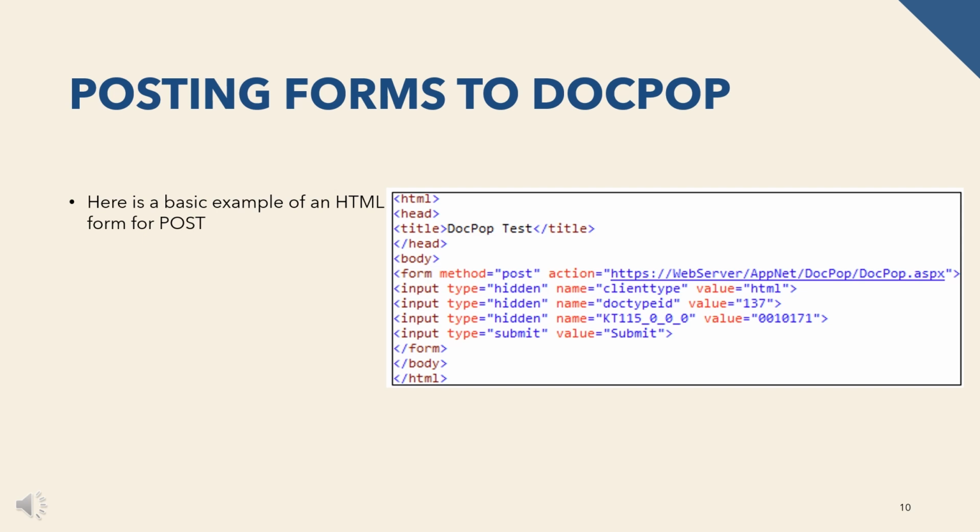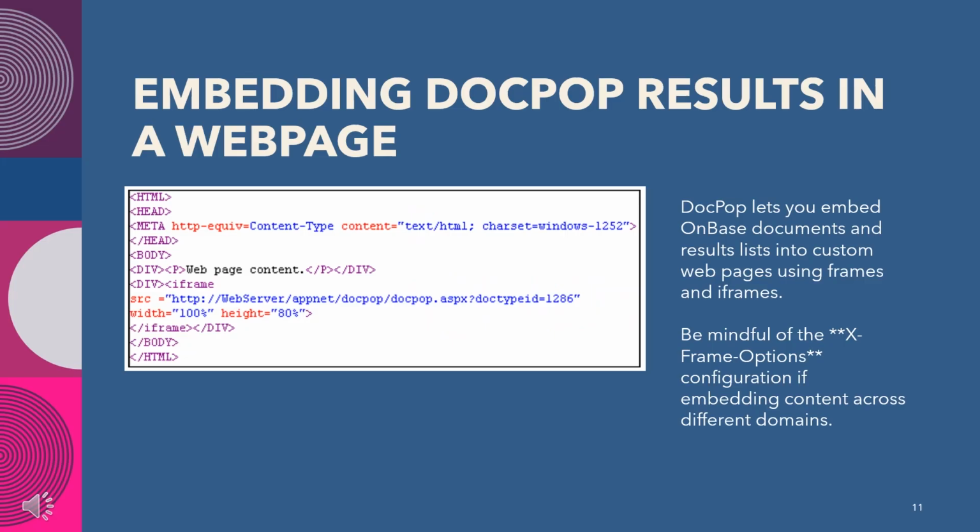DocPop lets you embed OnBase documents and results lists into custom web pages using frames and iframes. Frames and iframes are HTML elements that display content from another source within a web page. When you add one of these elements to your web page, you can use a DocPop-generated URL to display a list of OnBase documents or a single OnBase document in that frame or iframe.